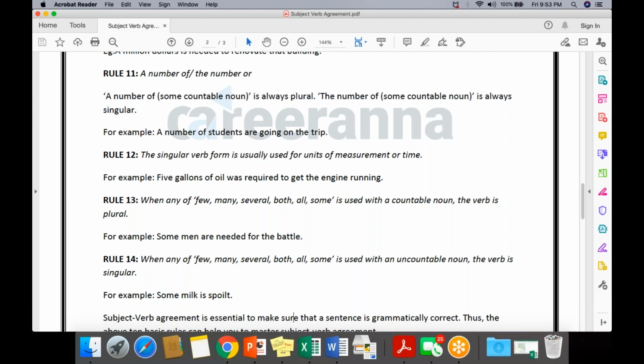The condition is that it has to be a countable noun. The number decides the verb, but for a countable noun. If it was uncountable, suppose water, milk, I will go for singular. But if it is countable, I will go for plural. Okay. In upcoming sessions, we will be doing questions on all these areas.